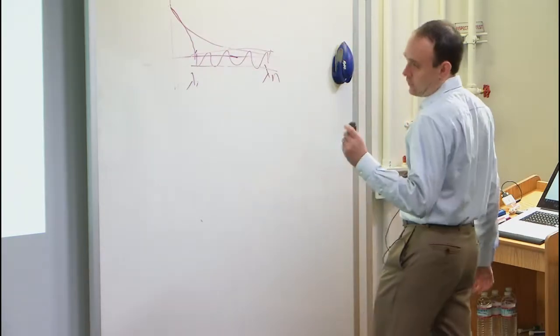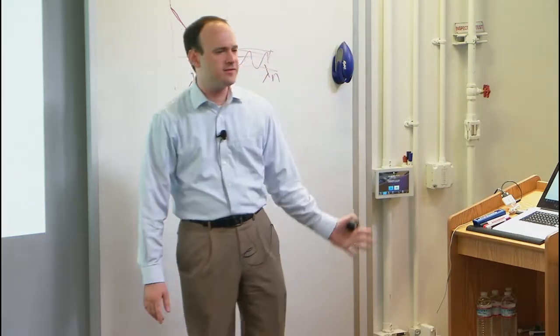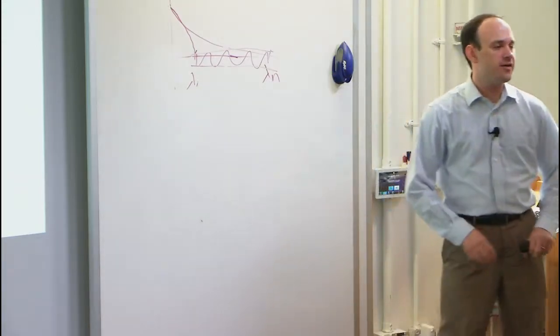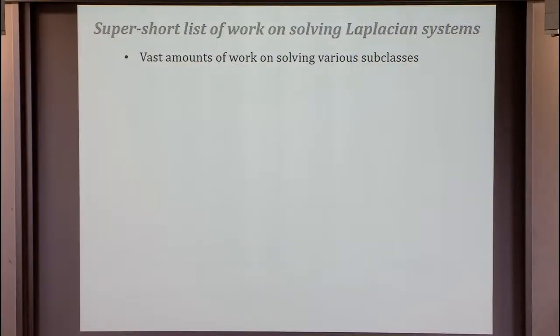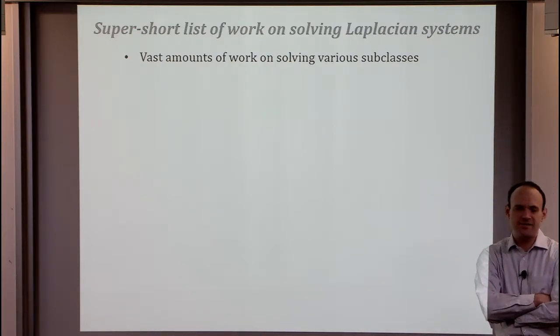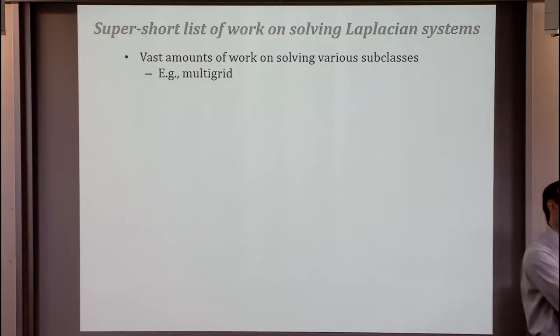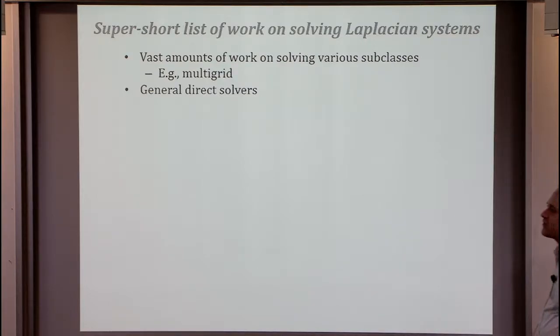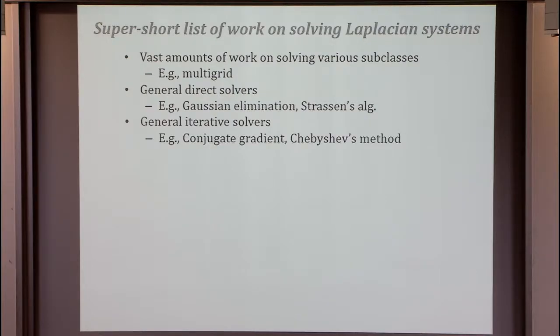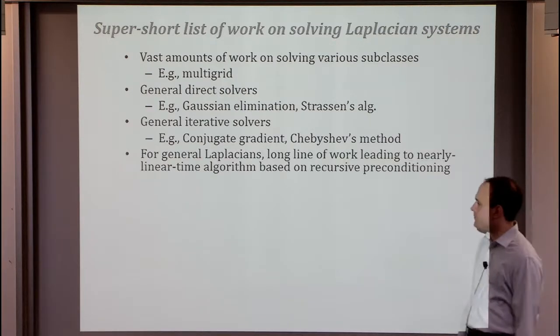Okay, so the very short list of what's happened in the past on Laplacian systems: there's a lot of work on solving various subclasses, because they come up a lot in practice, but the ones that have come up in certain practical settings had special structure. They came from triangulations of low-dimensional objects, and so a lot of special cases have been solved very efficiently. In particular, if you hear the word multigrid, it's almost entirely referring to solving certain classes of Laplacian systems. And then, of course, you could use general direct solvers like Gaussian elimination or Strassen's algorithm or whatever you want. There are general iterative solvers, which we talked about yesterday.